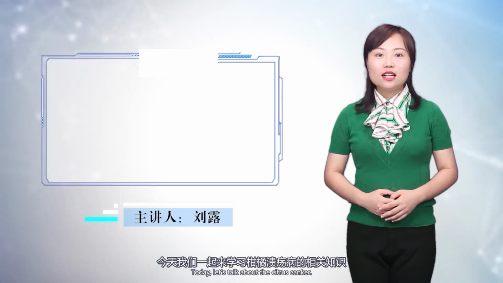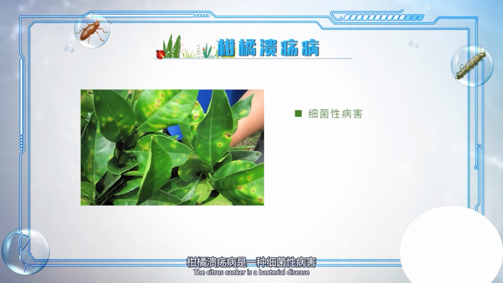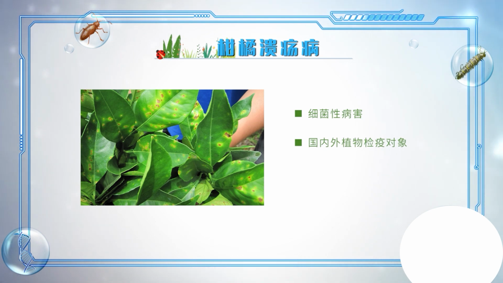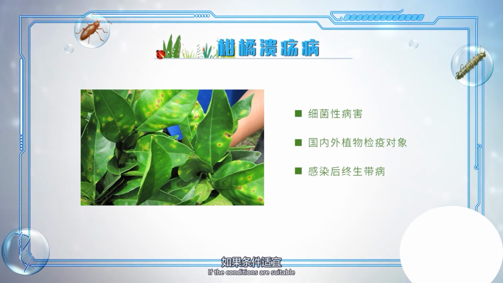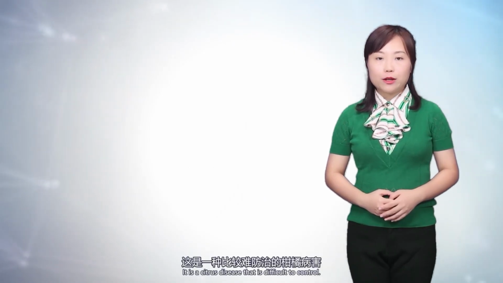Today, let's talk about the citrus canker. The citrus canker is a bacterial disease and a plant quarantine object at home and abroad. If citrus is infected with the disease, it will be diseased for life. If the conditions are suitable and the prevention and control are not reasonable, the disease may be caused on a large scale. It is a citrus disease that is difficult to control.